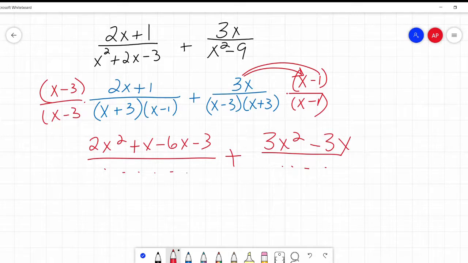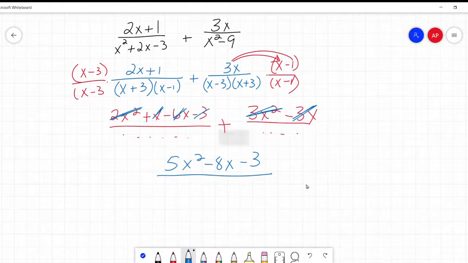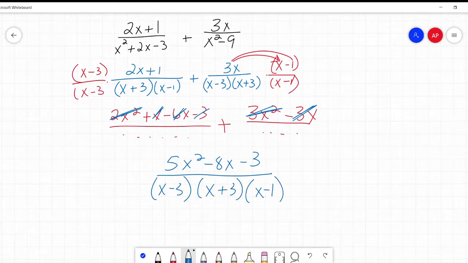Now I combine like terms between these two. I like to cross things out as I go. Got 2x squared and 3x squared is 5x squared. x minus 6x minus 3x is minus 8x, and then minus 3. And that is all over x minus 3 times x plus 3 times x minus 1. And that's our final answer.